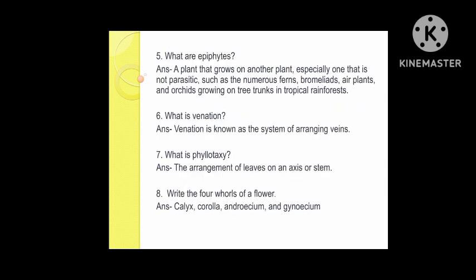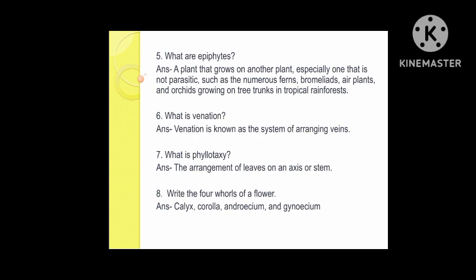Next is, what are epiphytes? Epiphytes are plants that grow on another plant, especially one that is not parasitic. They are, for example, ferns, bromeliads, airplants, and orchids growing on tree trunks in tropical rainforests. They are not parasitic plants. They do not harm the host plant, they just take shelter on the host plant.